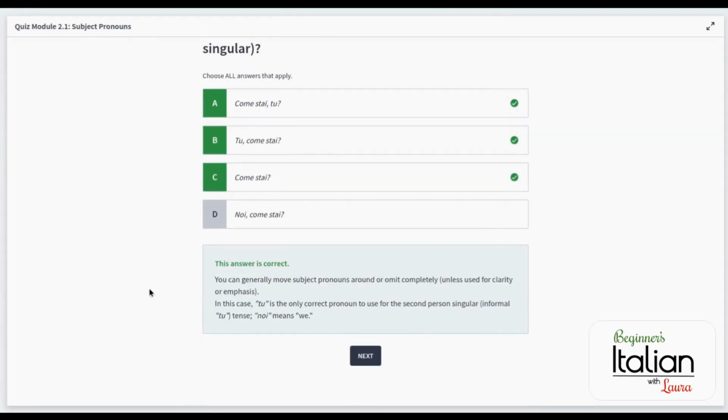Okay, so letters A, B, and C are correct. D is not correct because noi means we. So you can generally move subject pronouns around or omit them completely unless used for clarity or emphasis. In this case, tu is the only correct pronoun to use for the second person singular, informal tu tense, because noi means we.